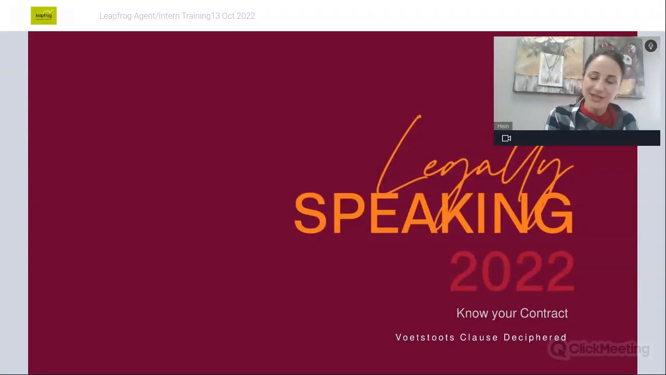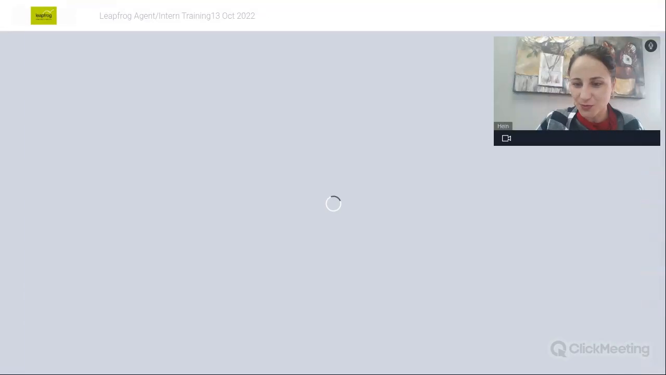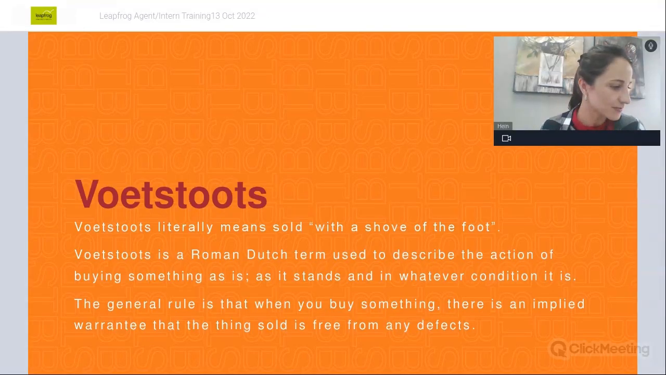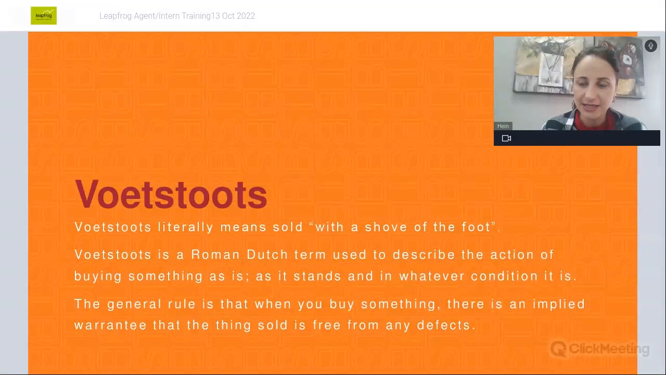So let's start. The term Voetstoots, it's such a weird word. It dates back from the Roman Dutch law principles that we had, where it literally means to shove with the foot. So it's to say that whatever you're buying, you are buying it as it is, in the condition that it is, and there's no guarantees on the seller's part that there might not be any issues, or he's not guaranteeing that the item is perfect.